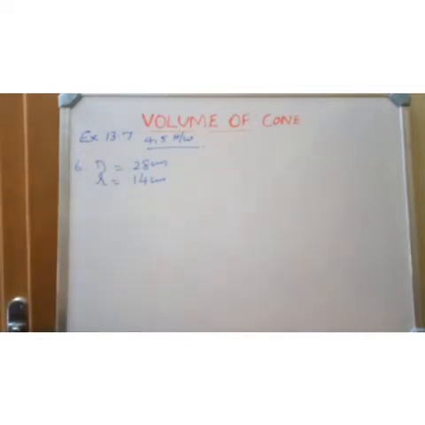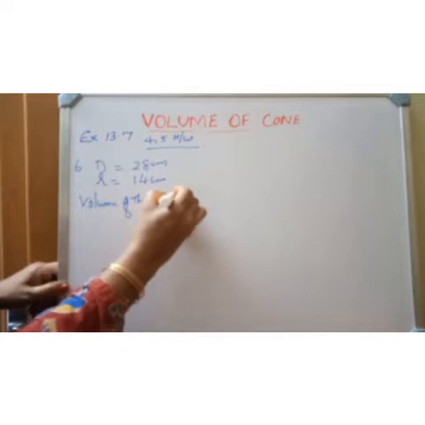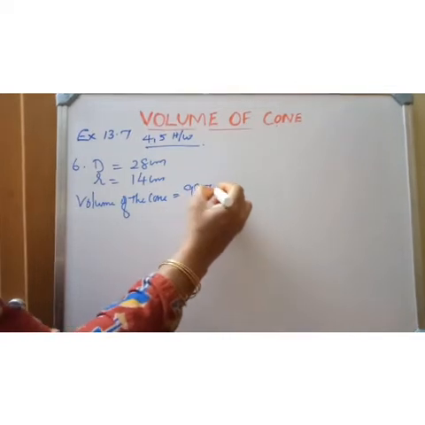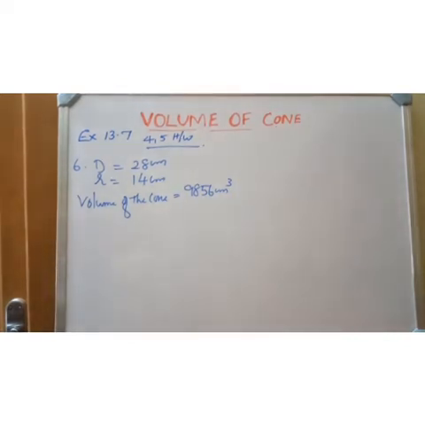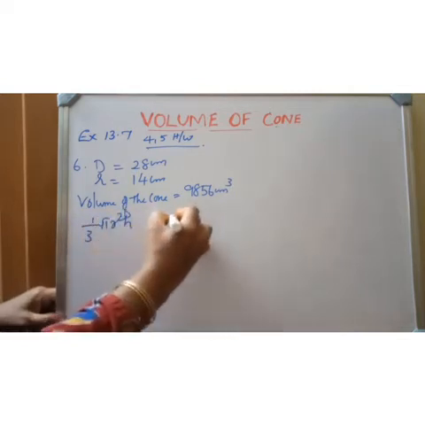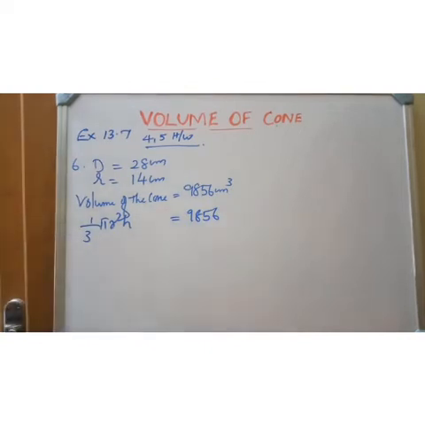Next, what is given in this question? They are given the volume of the cone, 9856 centimeter cube. Okay. So, volume of the cone, we know the formula. What is the formula for volume of a cone? 1 by 3 pi r square h. That is given as 9856. Okay. So, r value we know, but they didn't give you the h value. First, we must find out the h value. Isn't it? First part of the question is find the height of the cone.